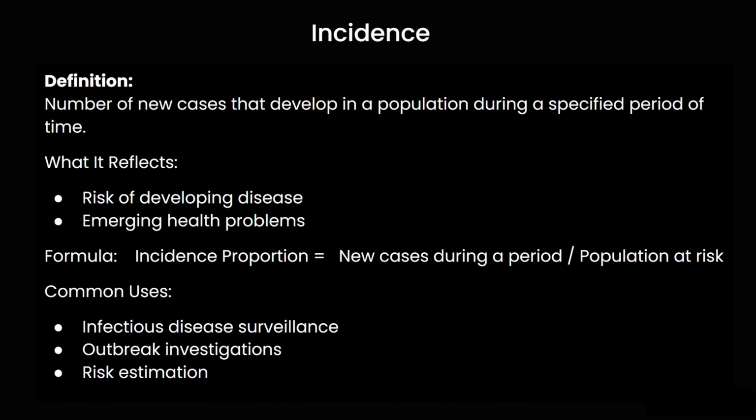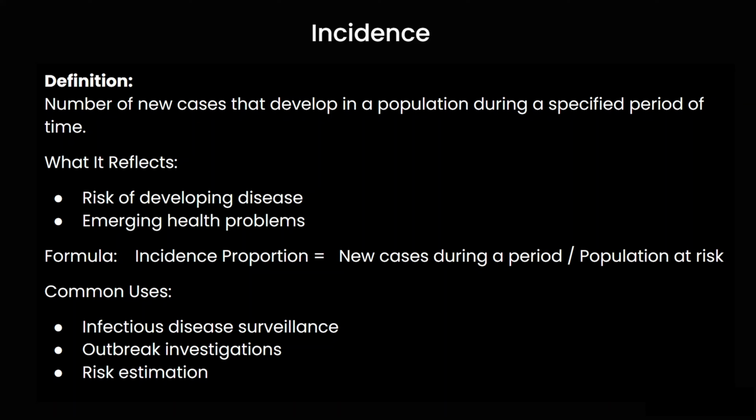While prevalence measures existing cases, incidence focuses only on new cases that develop over a specified time period. Incidence helps us understand disease risk. It tells us how likely individuals in a population are to develop a condition. This makes it particularly valuable for identifying emerging health threats.